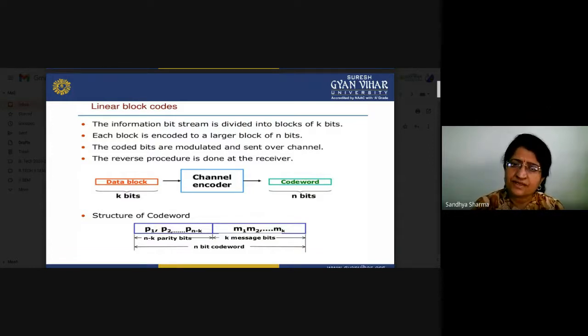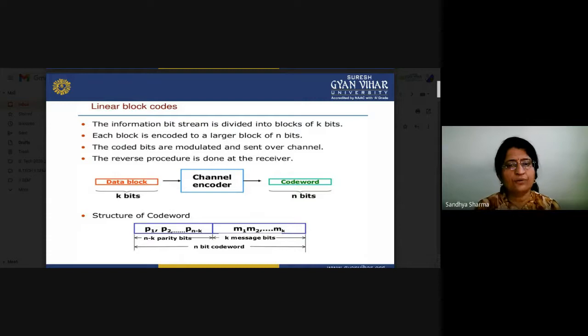The reverse process is done at the receiver. There is a channel encoder. The initial data block is the message information you have at present. Suppose that data block is k bits. We pass this data block through a channel encoder, and it is converted into a code word of n bits. How the data block is converted into the code word, we will see in the further slides.